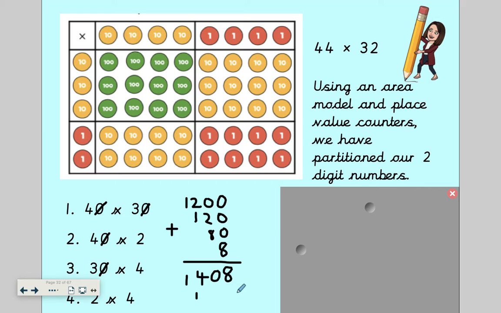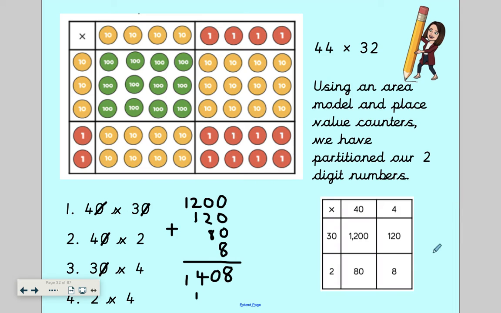1,408 is our answer. So 44 times 32 gives us 1,408. Now another way you can set it out is like this.